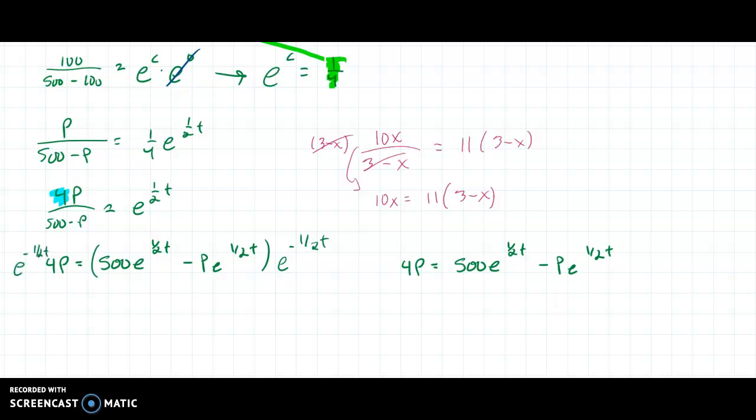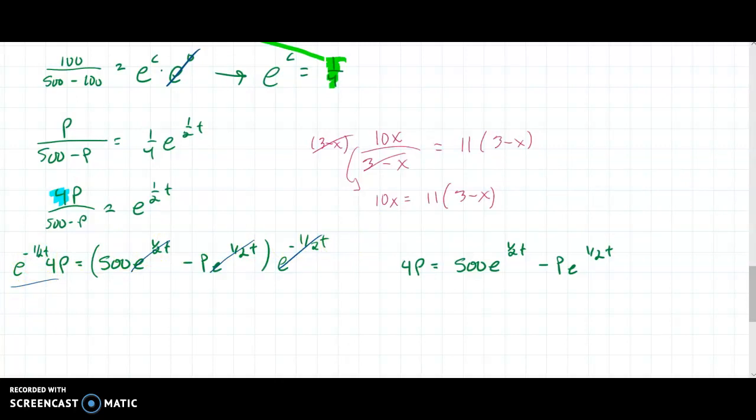What that's going to do on this left side is this will cancel with that, and then it will remain on this side. If that makes sense, that's great. That's the way that I like to think about it. I like to think about as multiplying by e to the 1/2 t.